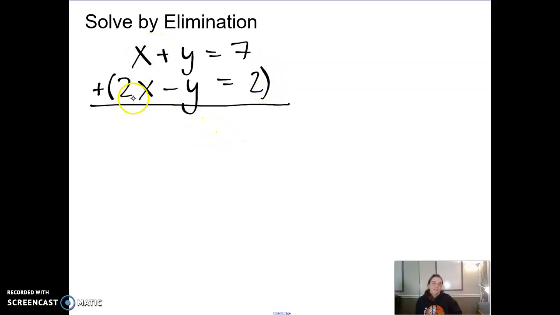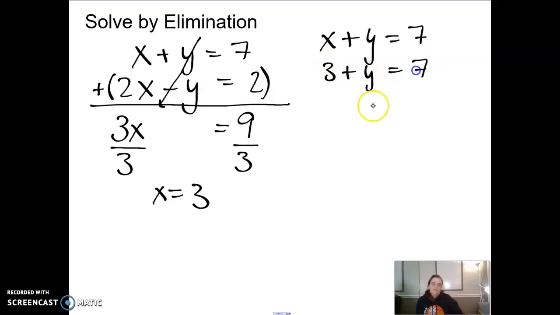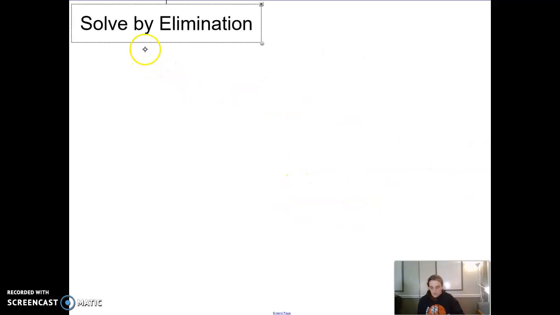And if I add the x terms, I get 3x. But if I add plus y and minus y, those terms go away. I've eliminated them from my equation. 7 plus 2 equals 9. And now I have an equation that only has one variable in it, and I can determine that x equals 3. Using that value, I can come back up here where x plus y equaled 7. So 3 plus y equals 7, and y equals 4. I was able to determine the value of x by eliminating y. I'm using this addition property of equality. I was able to eliminate this term, solve for the remaining variable, and then substitute back to get a final solution.